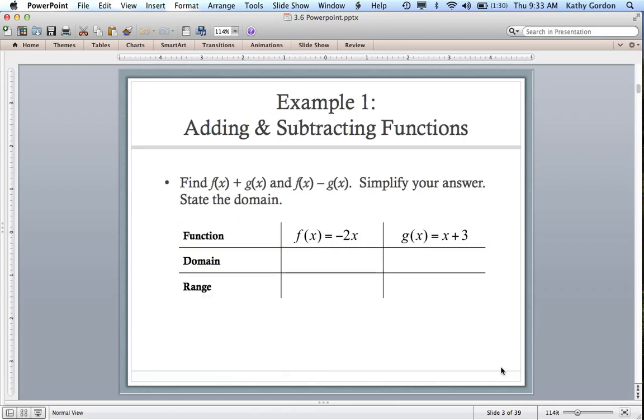So here's our first example. We want to be able to add and subtract functions, and we're going to start with an f of x function that is equal to negative 2x and a g of x function that is equal to x plus 3. Okay? Now, before we actually start with the whole domain and range and all of that, let's just see what that looks like graphically.